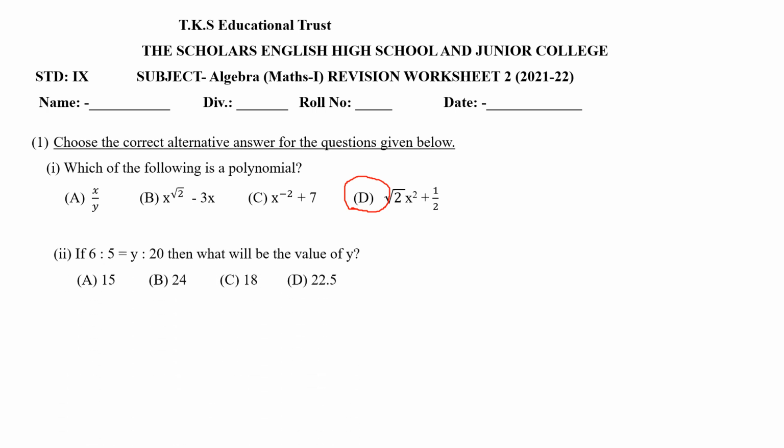If 6 is to 5 is equal to y is to 20, then what will be the value of y? So as you know students, if you see 6 upon 5 equal to y upon 20. So you know 5 fours give you 20. So you multiply the same to the numerator. So 6 fours are 24. So option B you have to circle.